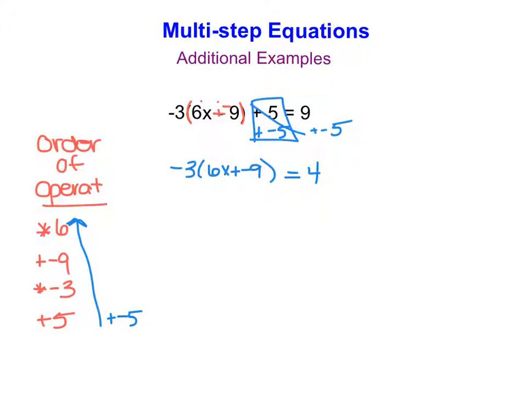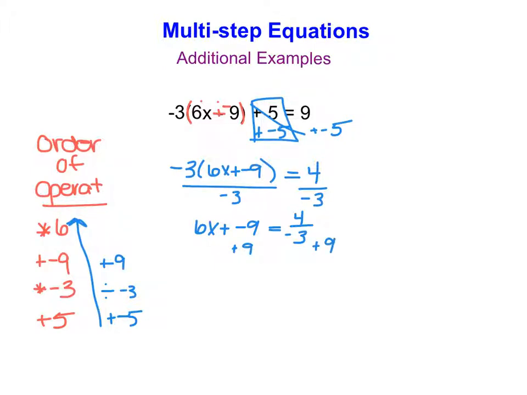on the right-hand side. So then I move up and I need to undo that multiplication of negative 3, which I'm going to undo by dividing both sides by negative 3. So here I have 6x plus negative 9 is equal to 4 over negative 3. And then from here I need to undo that addition of negative 9, which I can undo by adding positive 9 to each side of the equation. So I have 6x is equal to 4 over negative 3 plus 9.